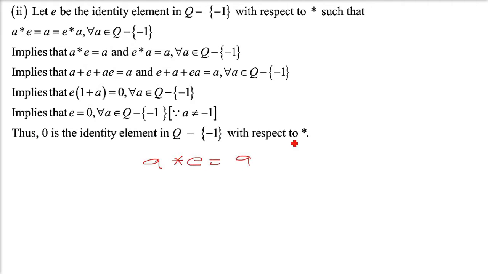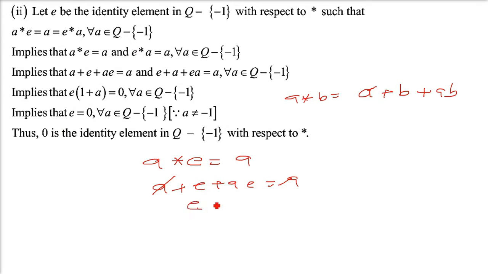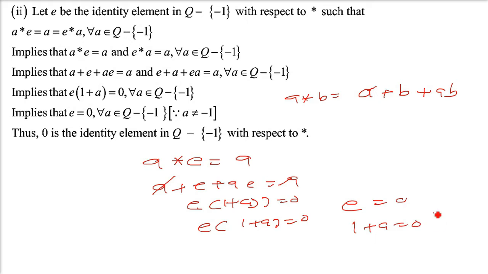Okay. Identity element is A star E equals A. So A star B is what? A star B is A plus B plus AB. So A star E will be A plus E plus AE. This equals A. A gets cancelled. You have E plus AE as 0. So E plus AE, you can take E common. E times 1 plus A equals 0. So basically there are two values. It can be either E equals 0 or 1 plus A equals 0. So 1 plus A equals 0 means A equals minus 1. But since Q minus of minus 1 is given, you cannot have A as minus 1. So E has to be 0. This is the identity element.